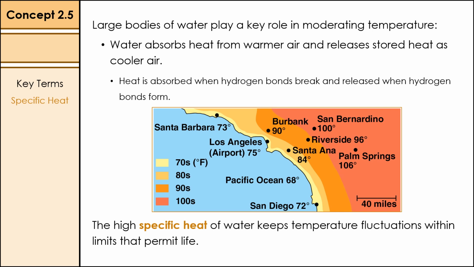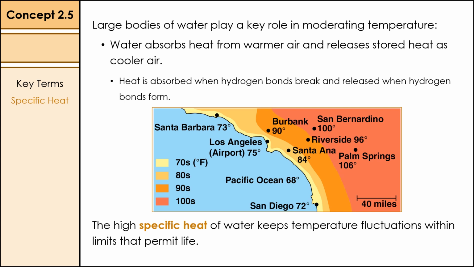Well, what does that mean? What is specific heat? Specific heat is the amount of heat energy that needs to be added to a system in order for 1 gram of that material to increase by 1 degree Celsius. So water has a very high specific heat, meaning that it can absorb a lot of heat energy before it starts to change its temperature overall.